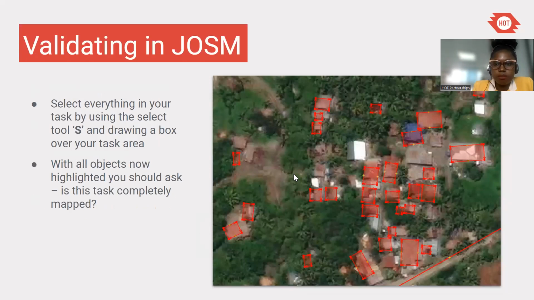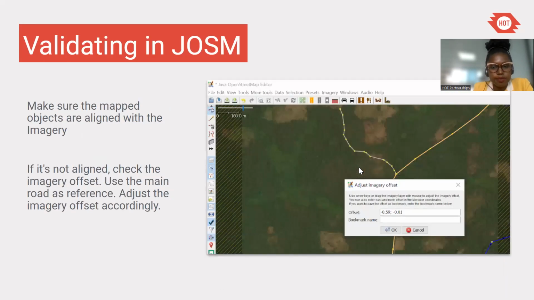So how do you do validation in JOSM? Use your select tool. You can select everything at once, and there you identify what is not mapped. For instance, on this slide here, they selected all the buildings, and you can easily tell what has not been mapped. Again, as I mentioned earlier on, when you are doing validation, it's very key to know whether you are doing imagery offset before starting to map. So I illustrate how to do imagery offset. What imagery offset does is correct the imagery. It only moves the imagery for you to align the objects, and then you map the missing buildings.